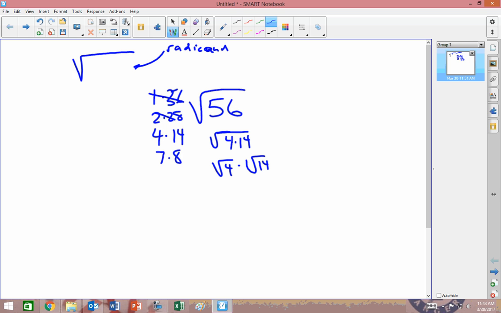So what's the square root of 4? 2. Yeah, so there's 2 2s, so they can come outside the house. What about the square root of 14? Do I have any square factors of 14? I've got 1 and 14 and 2 and 7. So no squares can come out of there. I don't have any more partners. So I can say 2 square roots of 14. That's my answer.